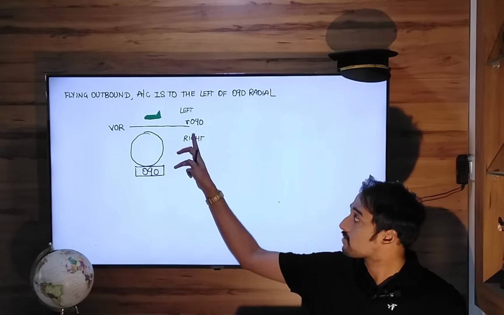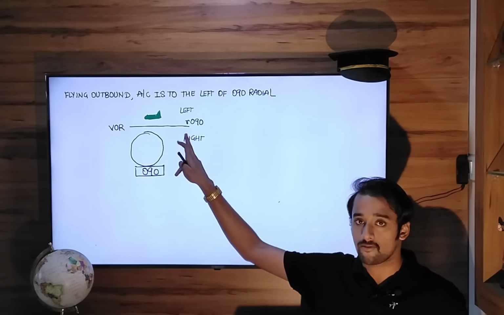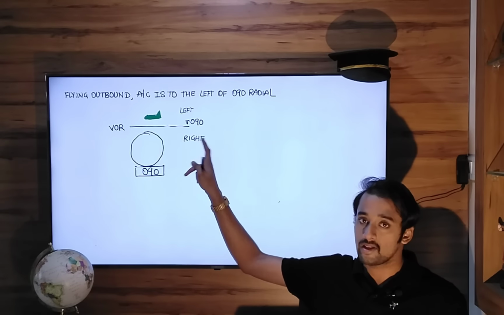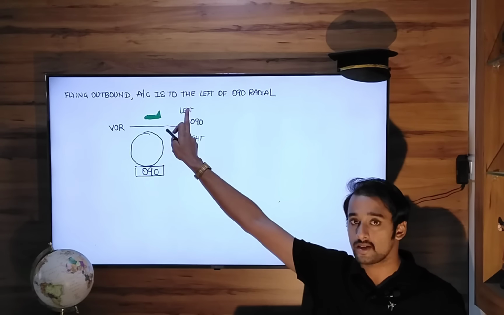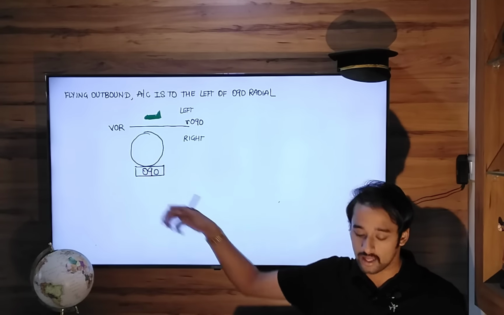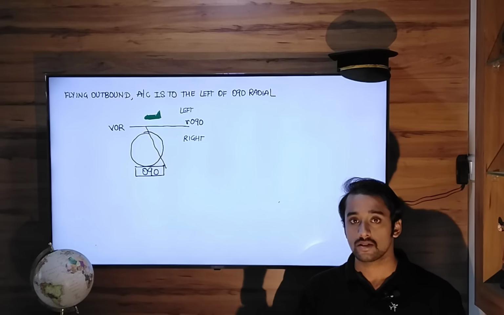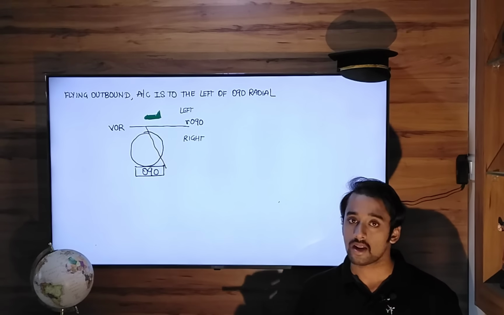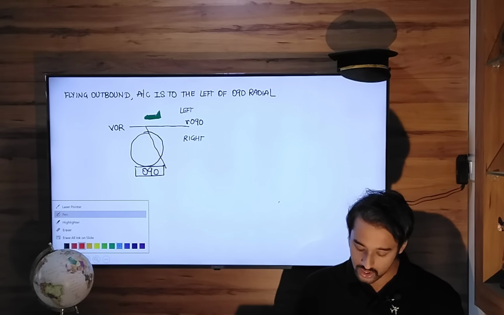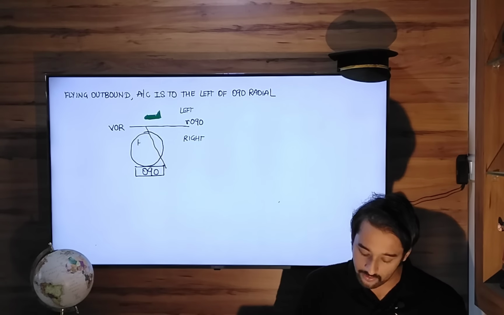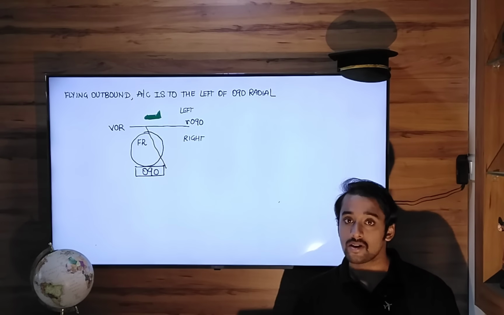Right? So now flying outbound, 090 you have put. Therefore the CDI needle will be with respect to this flying outbound. So now the CDI needle will think your aircraft is to the left hand side of 090 radial, the outbound radial, and therefore the CDI needle will move to the right hand side. Okay, and the indication shown in your to-from indicator will still be from indication, since 090 is what you have put. So this is called reverse sensing.